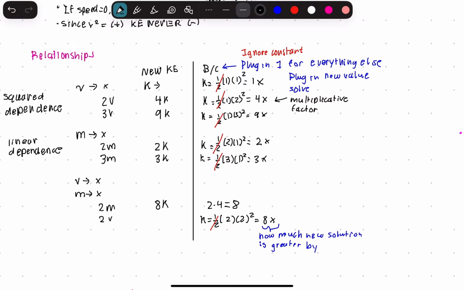Same thing for tripling the mass. The new kinetic energy will be 3 times greater, because when you substitute 3 for m, that causes the new kinetic energy to be just 3. You also ignore the 1/2 because that is just a constant that you hold the same. That matters when you're actually solving, but when you're trying to find the multiplicative factor by which the new kinetic energy increases, you just ignore it. That's because mass has linear dependence; mass is not squared, it's just multiplied.